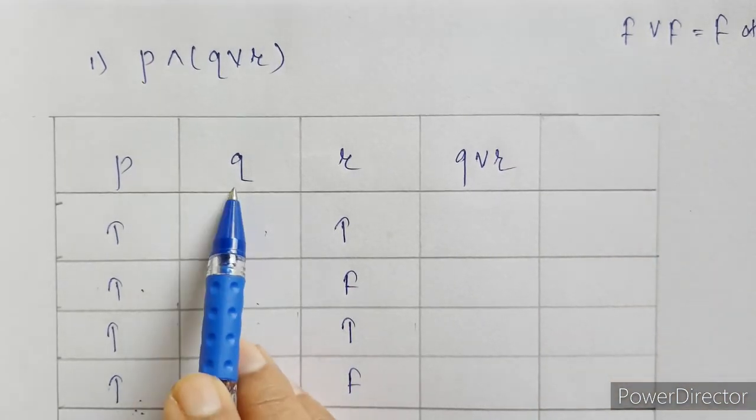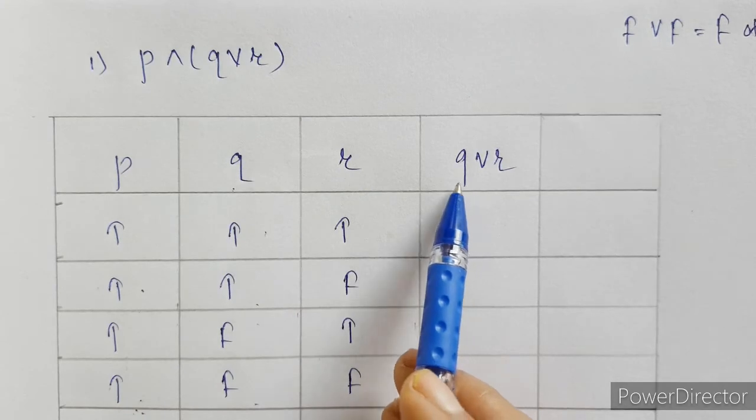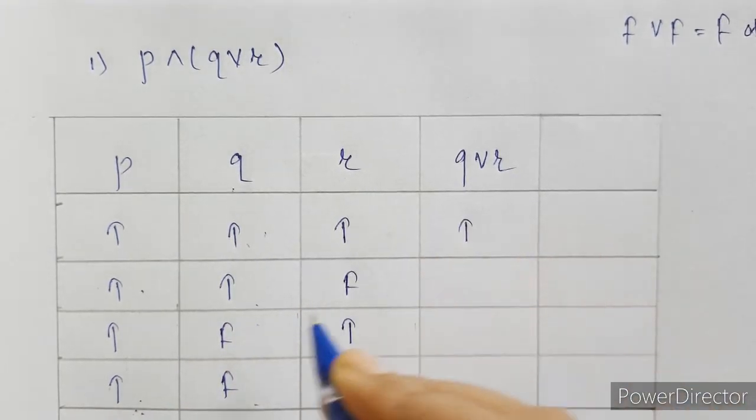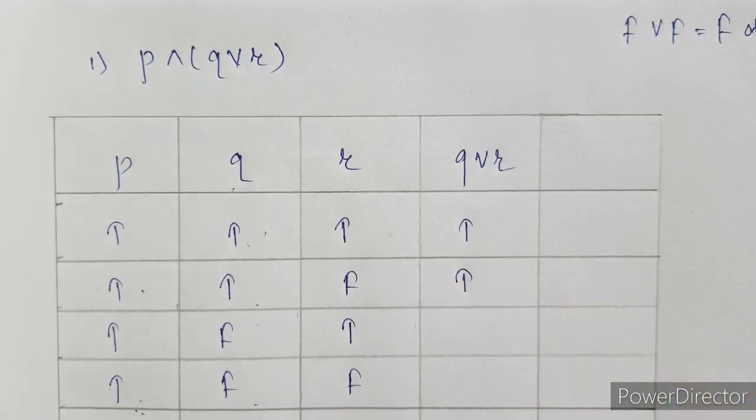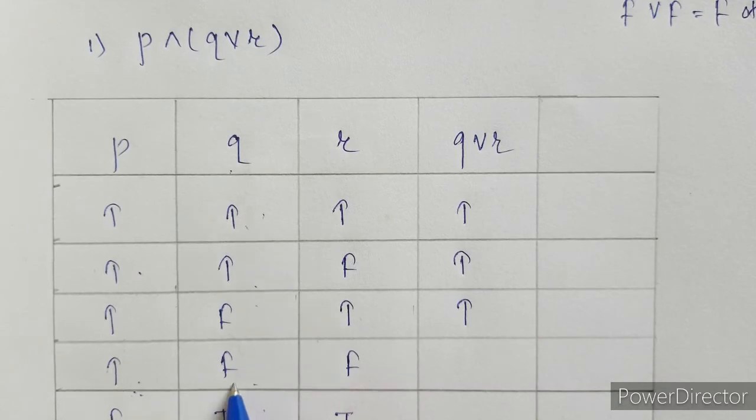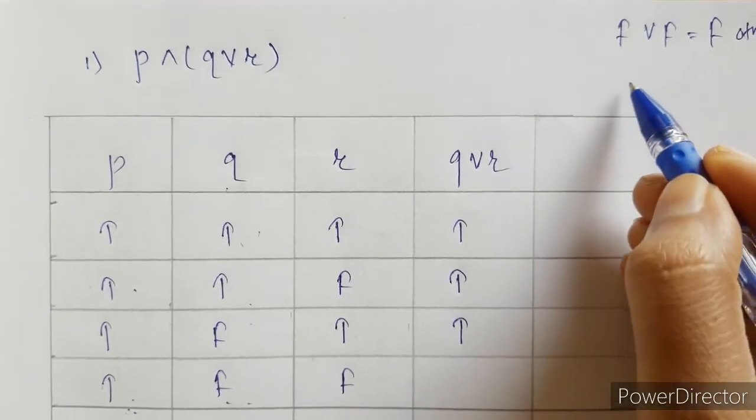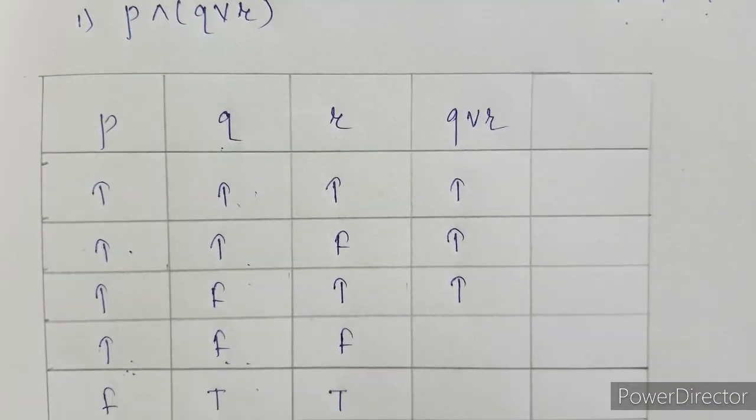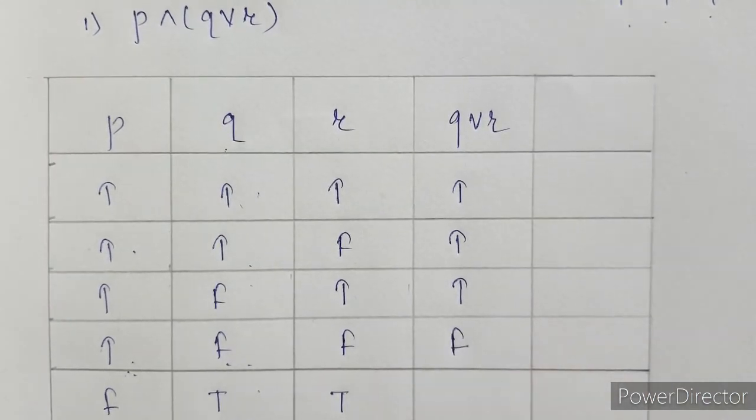Now we have to compare Q and R with connective OR. So true or true, it's true. True or false, again true, either or case. False or true, again true. Only false or false is false, otherwise for all other cases it is true. So this is going to be false.